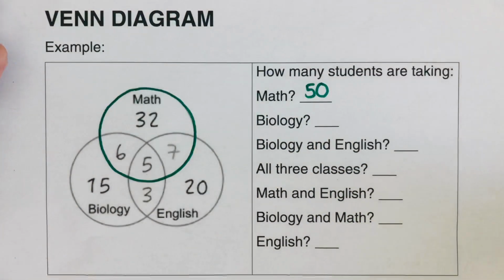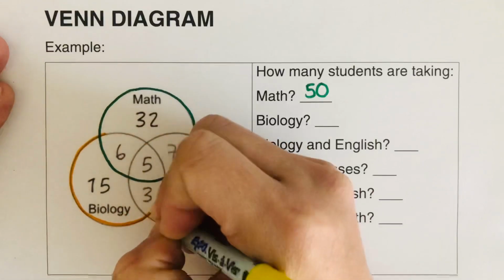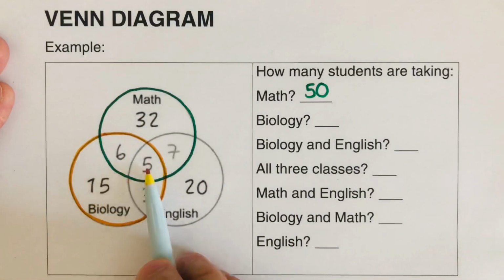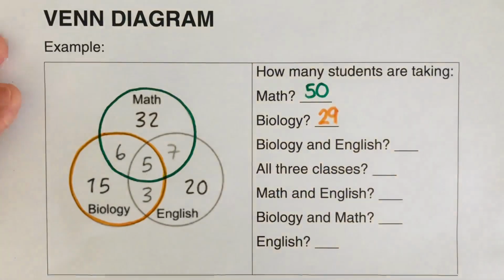Now we move on to the next one. How many are taking biology? So for biology, it's going to be over here. I'm going to use yellow for that. So we are going to count. So the numbers that we're counting are 15 plus 5 plus 6 plus 3 is 29. So there are 29 students that are taking biology.